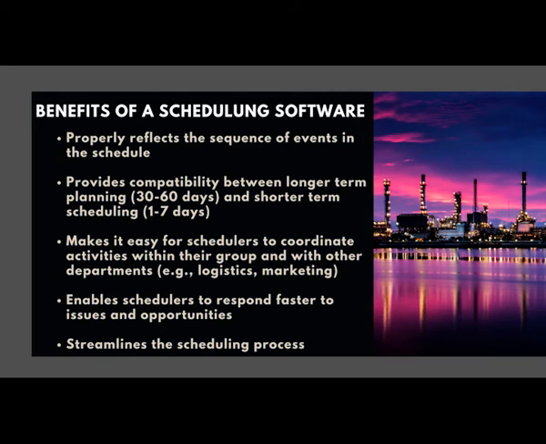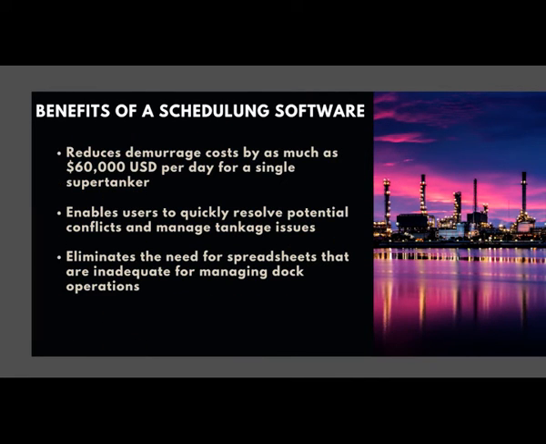As I said, companies like Aspen Tech and Honeywell have leading proprietary software to handle the scheduling activities. So the benefits of such software are they properly reflect the sequence of events in the schedule, provide compatibility between long-term planning, that is 30 to 60 days, and short-term scheduling, 1 to 7 days, make it easy for the schedulers to coordinate with other departments like logistics and marketing departments, streamline the scheduling process, reduce demurrage cost by as much as $60,000 per day for a single super tanker, and enable users to quickly resolve potential conflicts and manage tankage issues.